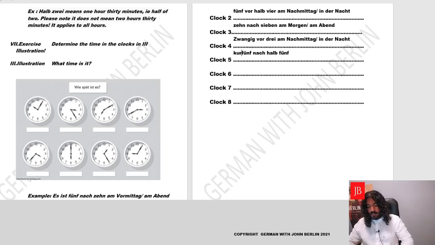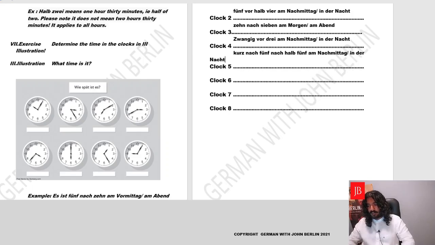Kurz nach. What is kurz? Kurz is a little and nach is after. So it's like saying a little after 5 minutes past 4:30. Yes. Perfect. And it could either be am Nachmittag or it could be in the night. Perfect. So let's write here in der Nacht. Perfect.